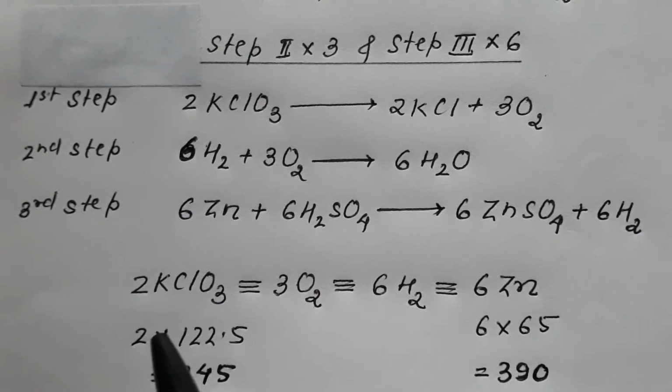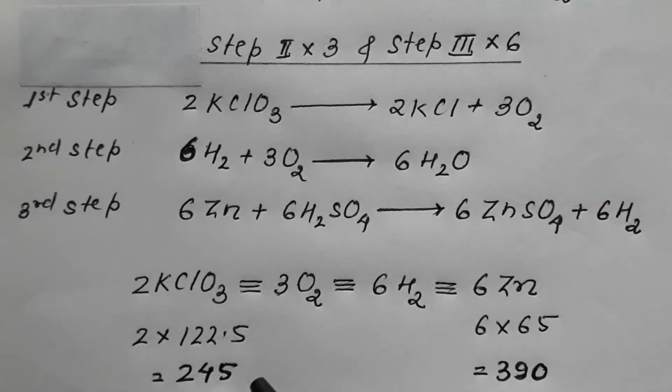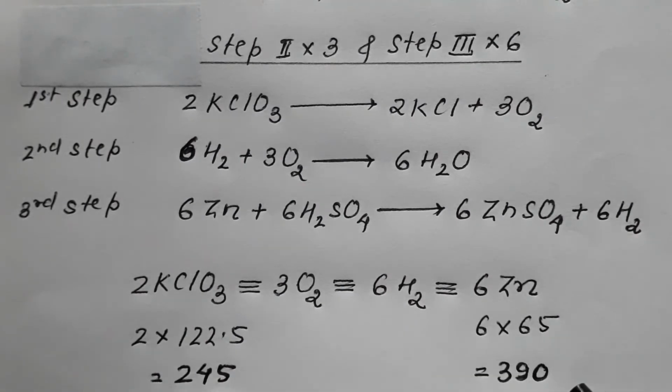So looking at this relation, 2 KClO3 is equivalent to 6 Zn. Now what is the molecular weight of KClO3? It is 122.5, so the weight of 2 would be 245. So 2 KClO3 is 245 and zinc is 6, and the atomic weight of zinc is 65, into 6 is 390. So the weight of KClO3 applicable is 245 and the weight of zinc applicable is 390.